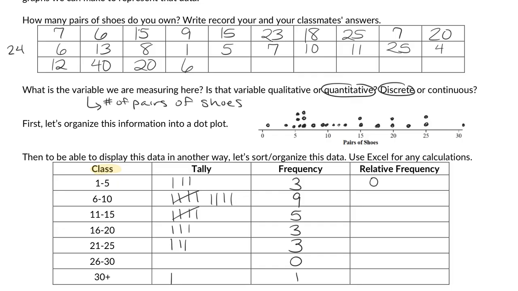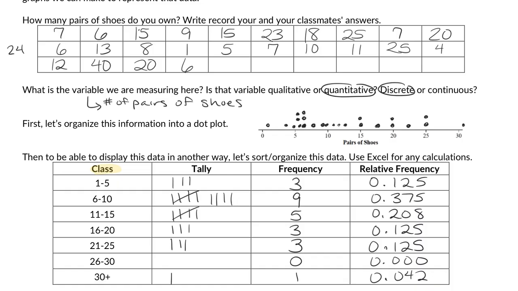The relative frequency for 3 is 0.125, then 0.375, and then 0.208, and then we're back at 3, so that's 0.125, and then 0, and then 0.042. Is that what we got? Yes. Yay! Excel is a very powerful calculator.